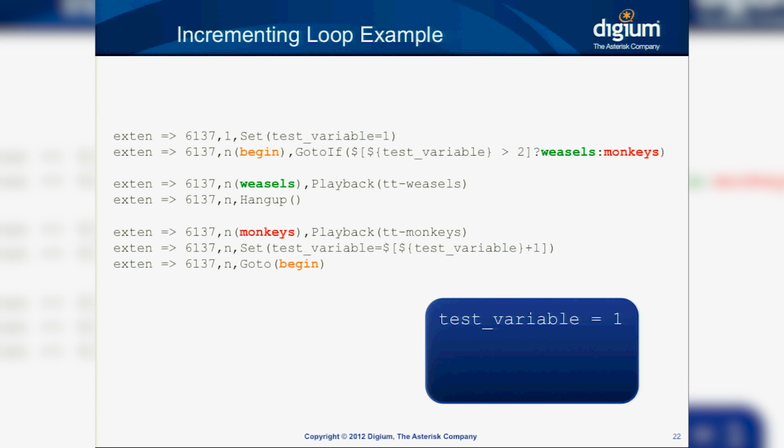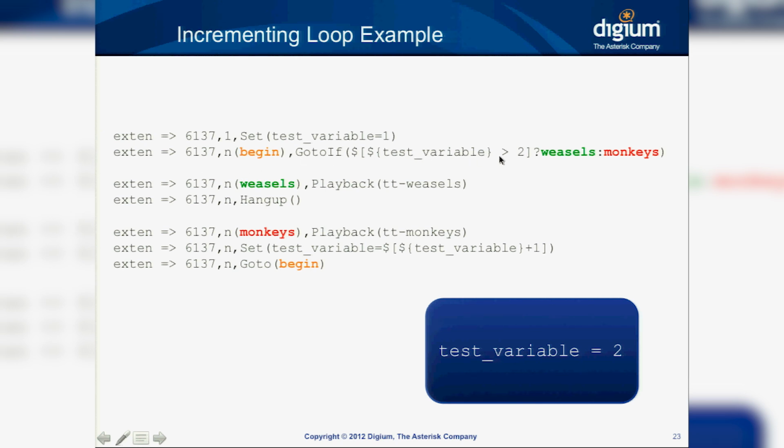Now let's put it all together and see how it works. We're going to set the test variable equal to 1. This is an incrementing loop example that I've promised here for like 12 slides. At the begin priority label, I'm going to go to if test variable is greater than 2. It is not. It's currently equal to 1. Since it's false, go to monkeys. We play back TT monkeys. We now increment the count. We set test variable to its previous value plus 1. Test variable is now equal to 2, and we go to the priority label begin in the same extension, right?